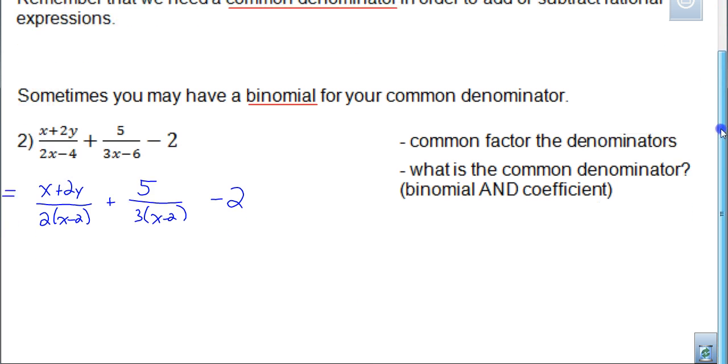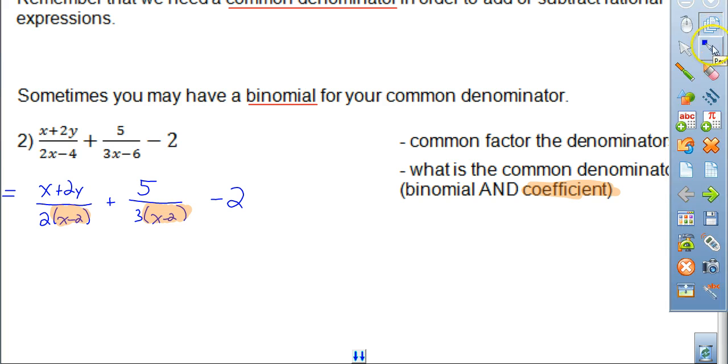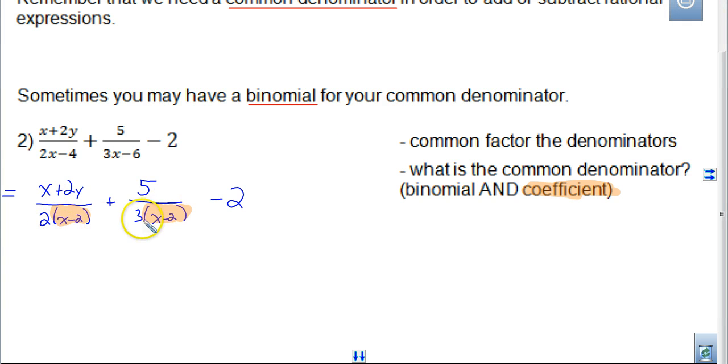So I can see already that the binomial x minus 2, I have that in common with these first two terms. So I think that I want my common denominator to have x minus 2. It has to have that binomial. Now, it must also have the same coefficient. So right now, these are not common denominators because this has a coefficient of 2 and this has a coefficient of 3. So just like we did yesterday, between 2 and 3, a common multiple would be 6.